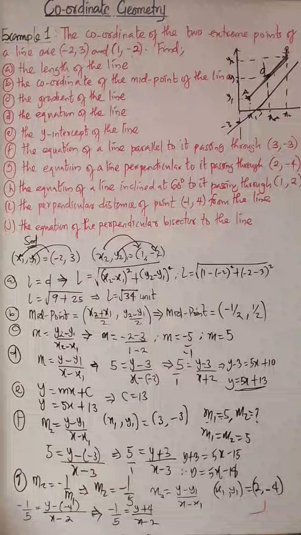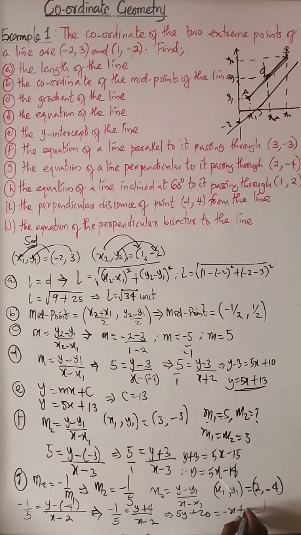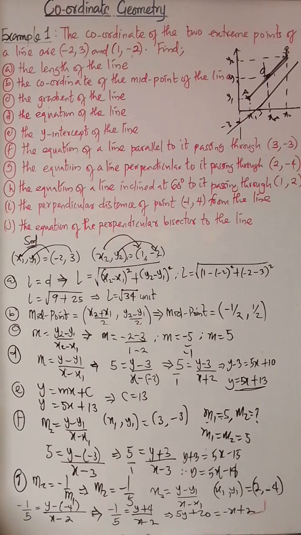So if we cross multiply here, we have 5 times y, 5y plus 5 times 4, 20, equals minus x plus 2. So if we make y the subject, we will have y equals minus 1 over 5 x, and 2 minus 20 is minus 18. That will be minus 18 over 5. So that's the equation of the line.